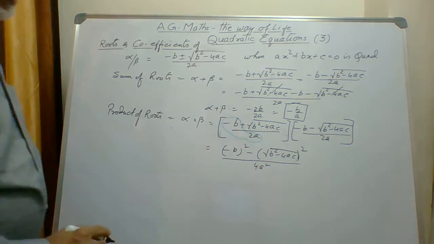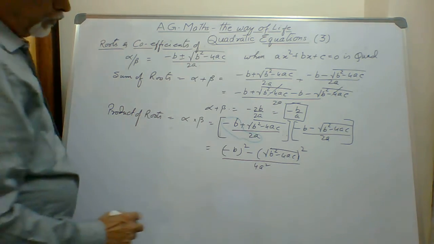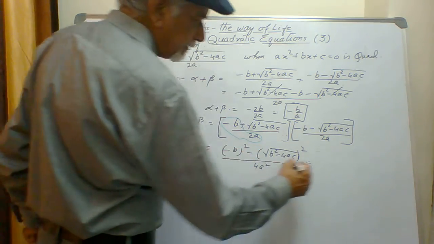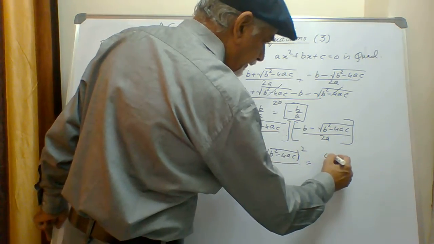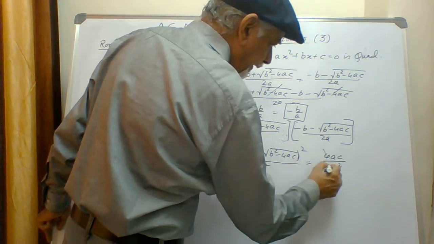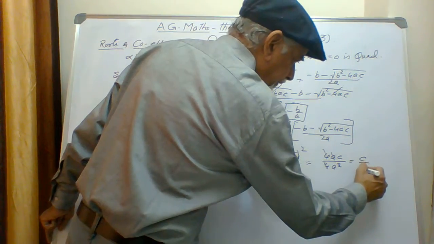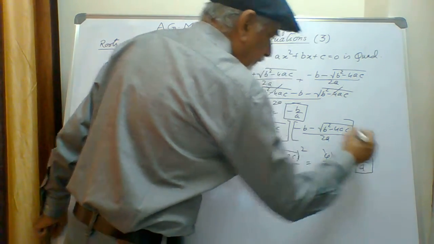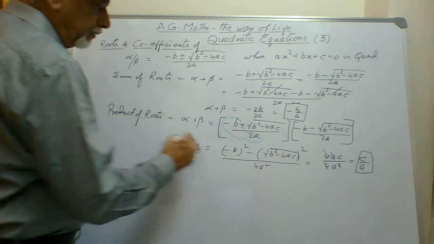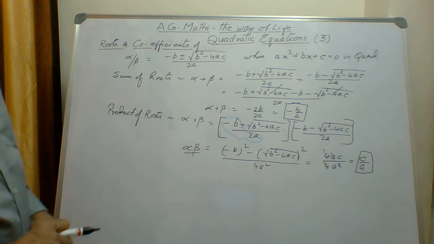When you simplify the numerator, we get only 4ac by 4a square, because b square will get cancelled. So it is 4ac over 4a square. If I cancel 4 and I cancel one of the a, then I am left with c by a. So c by a is the product of the roots. So we know the sum of the roots and the product of the roots.